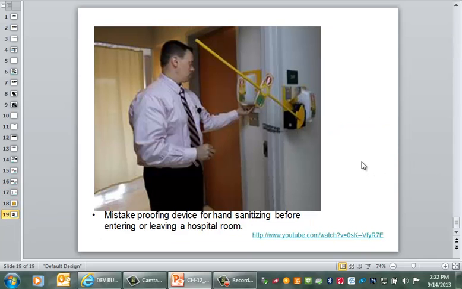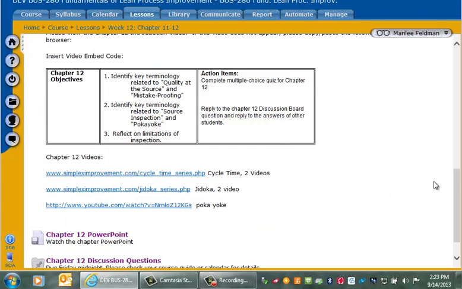All right, here is, I think, an interesting one. I haven't seen this yet in a hospital, but it is a mistake-proofing device for hand sanitizing before entering or leaving a hospital room. This little arm goes out and says, you know what, you can't go in, and as soon as you sanitize your hand, it goes up. It's similar to when you're stopping at a railroad track. All right, so those are great examples and the videos I have for you.